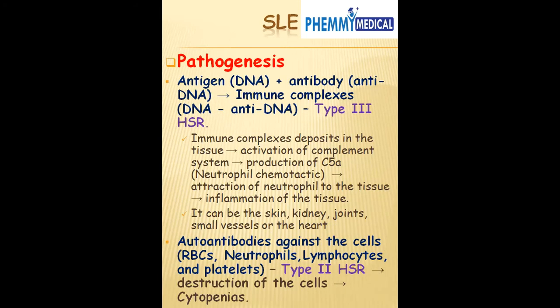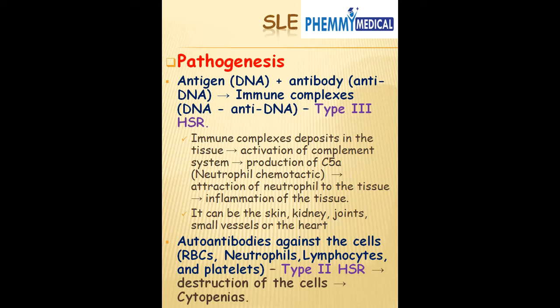So let's talk about the pathogenesis of SLE. The pathogenesis of SLE has been explained by both type 3 and type 2 hypersensitivity reactions. And don't forget, guys, type 3 is the immune complex, whereby antigen and antibody combine together to form an immune complex. In this situation, our antigen is our own DNA, and the antibody is anti-DNA. When both of them combine together, they form the immune complex, and they can take a trip to any part of the body.